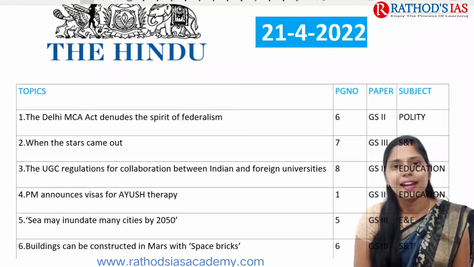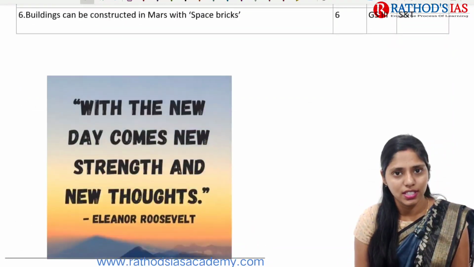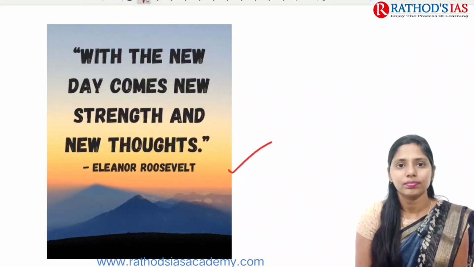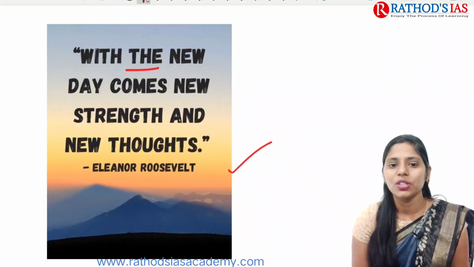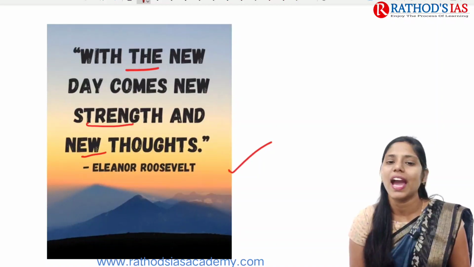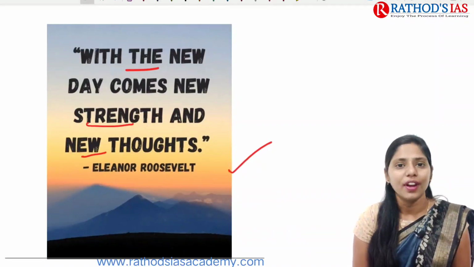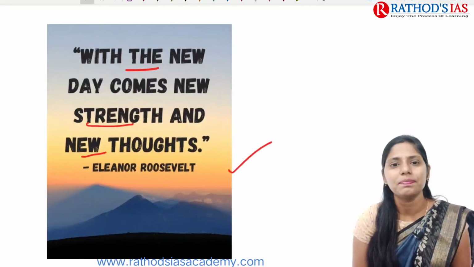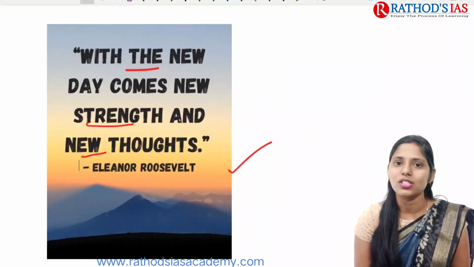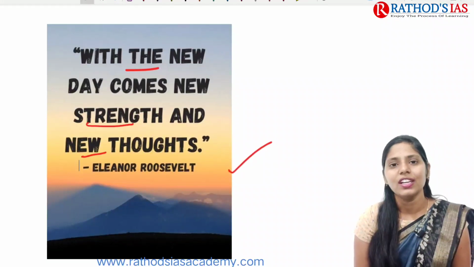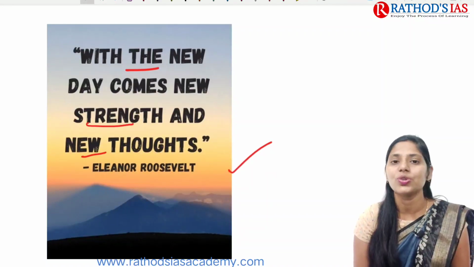So let's get started with our discussion and let us try to see today's quote. Today's quote is a motivational quote. The quote says, "With a new day comes new strength and new thoughts." So every day we will be having new strength and new thoughts. Try to utilize your strength of that day, increase your speed and increase your focus on your preparation. That will help you achieve your UPSC goal.